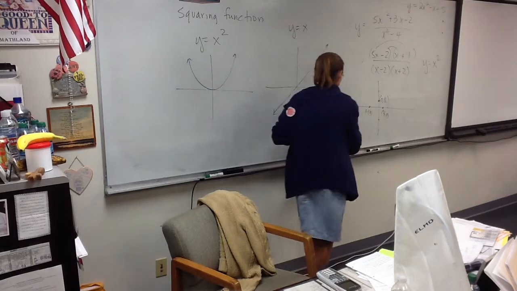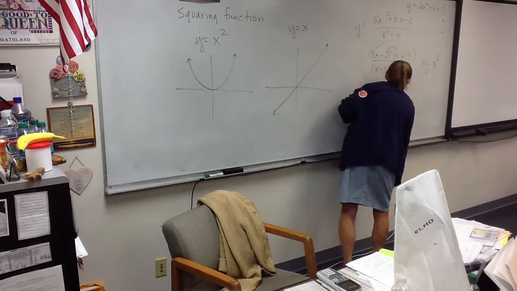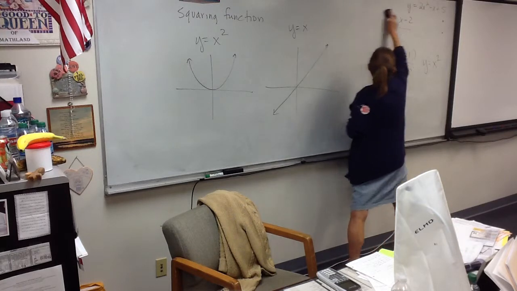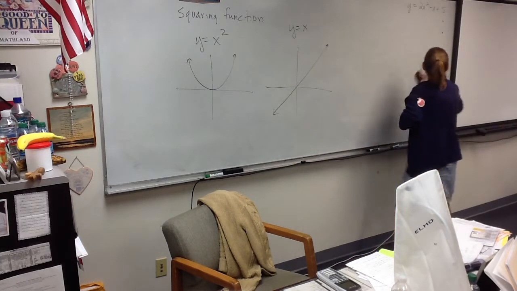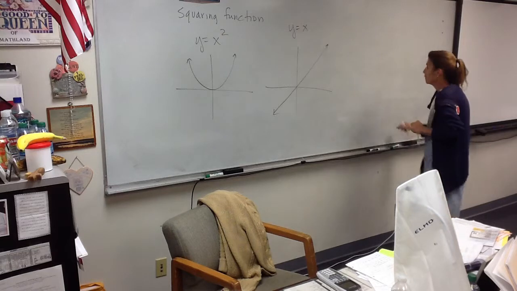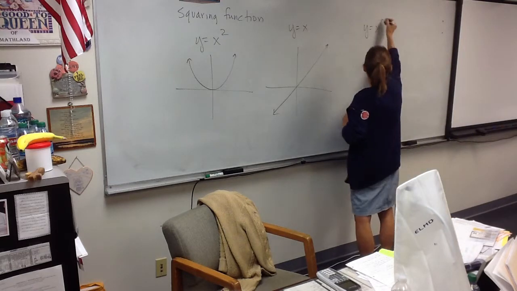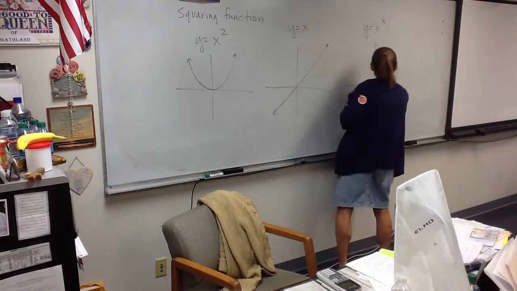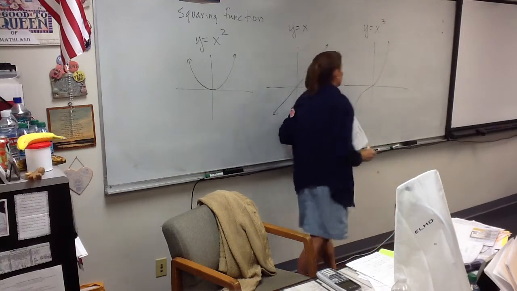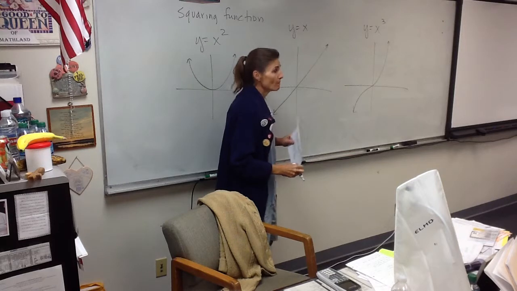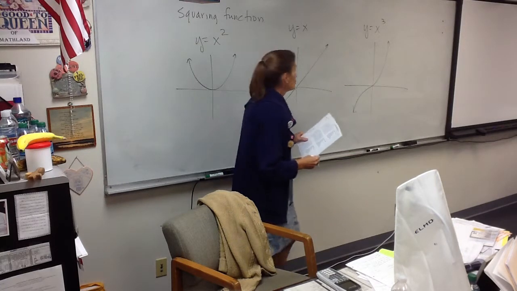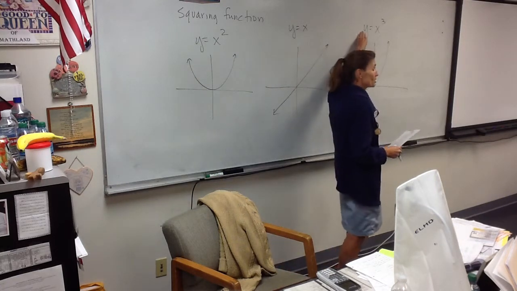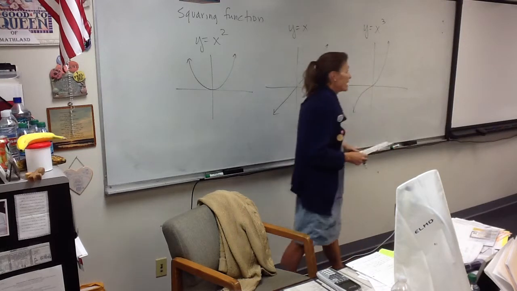The cubing function. What's the equation of the cubing function? Y equals x cubed. And its picture looks like this. And yes, you have to memorize that shape. You have to know that the cubing function is y equals x cubed, and it has that shape.